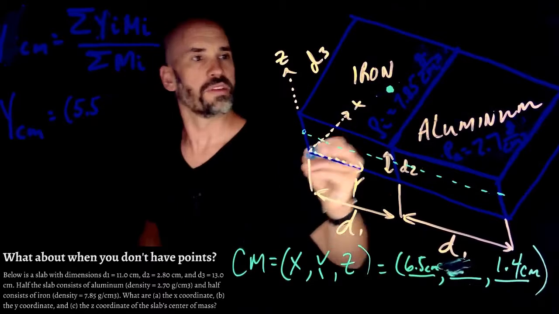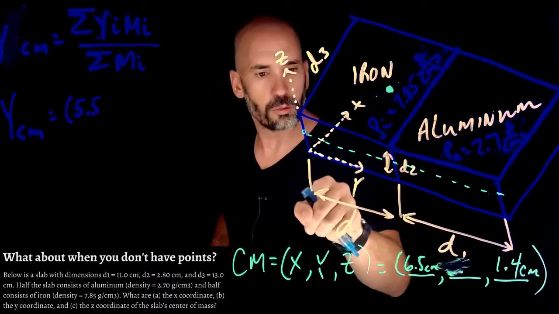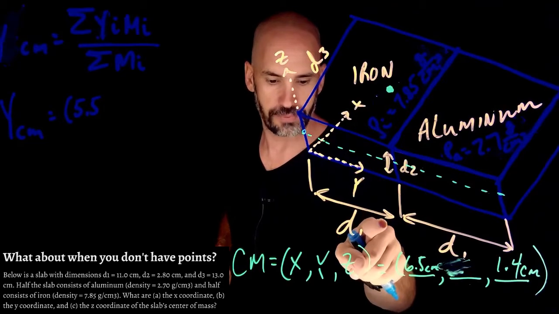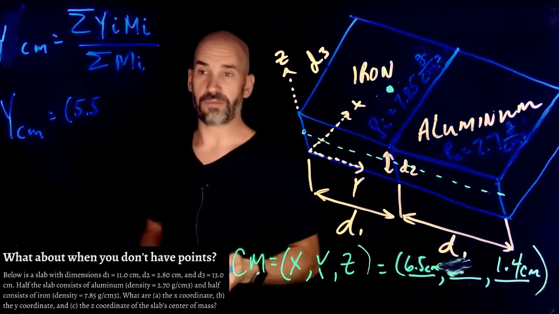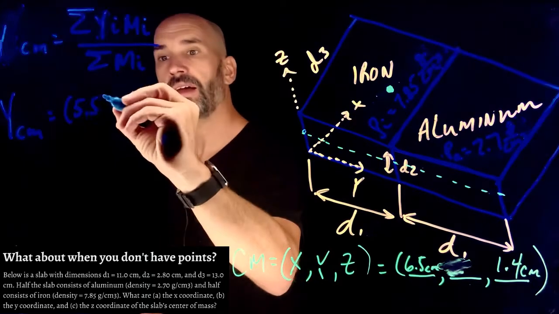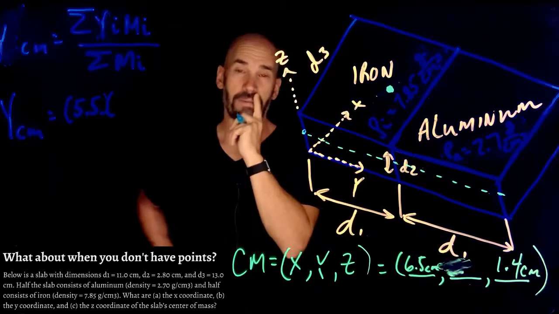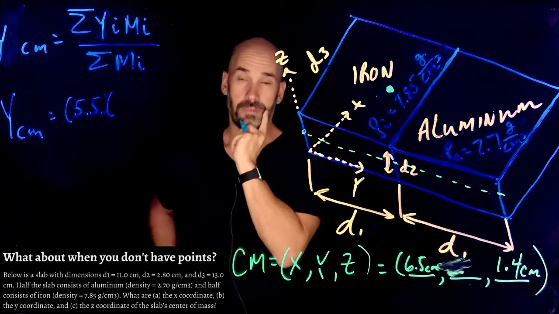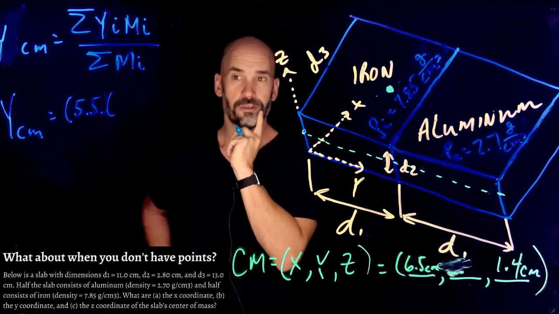Correct? So the center of mass is going to be the middle of iron, right? Which is half of D1, and D1 is 11 centimeters, so half of that is 5.5. Okay? Times the mass of the iron. Now we don't have the mass of the iron, and that is complicated. So what do we do? We employ a little trick.